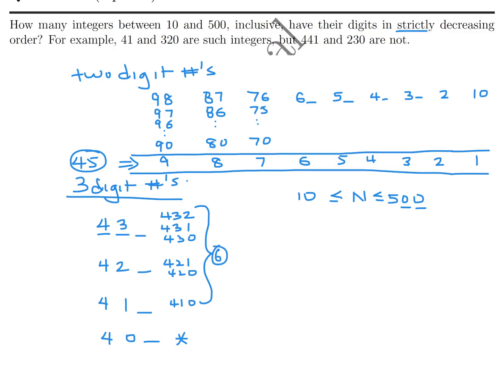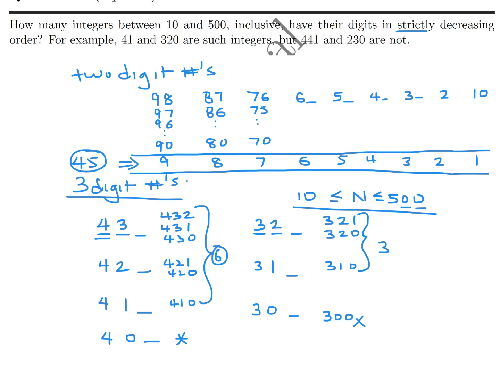So now we did 4, now let's move to 3. If 3 is the first digit, then it could be 32, 31, or 30. If it's 32, we can probably do this manually. 321 and 320, those are the only ones that work. 31, 310, and then 300 is the only one, and that doesn't work because it has to be strictly decreasing. So we have just these 3.